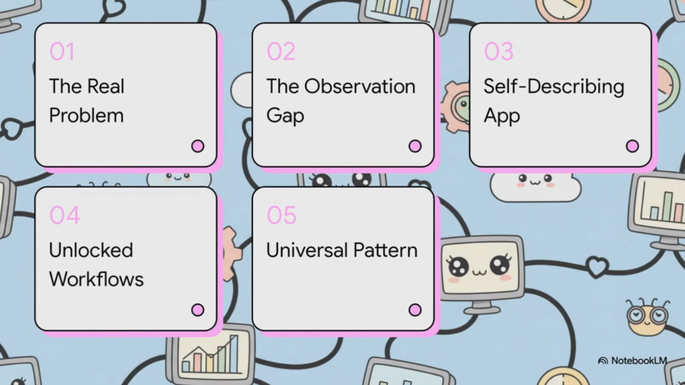So here's how we're going to break this down. First, we'll pinpoint the real rewrite problem, and it's inside the client. Then, we'll define the desktop observation gap this creates. After that, we'll get to the solution, a self-describing application, and explore the awesome new workflows this unlocks. And finally, we'll wrap up by showing why this isn't just some one-off fix, but a truly universal modernization pattern.